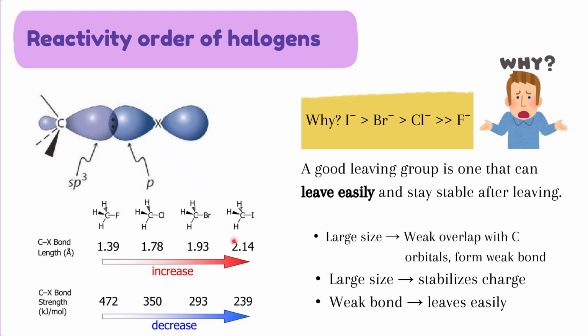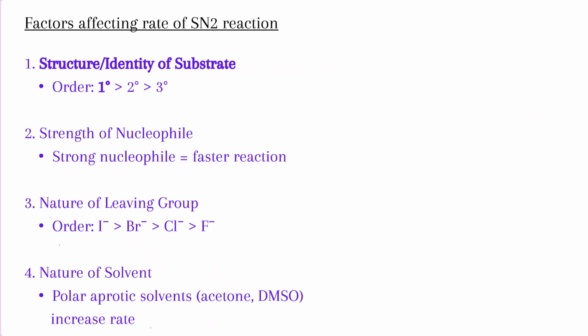And we can say that if the bond is weaker, we can break it easily, and hence we can conclude that that particular group is a better leaving group compared to the other groups. So iodine is the best leaving group, and Br is the second one, and then Cl, and then fluorine. Okay, so this is how the reactivity order of halogens actually is.